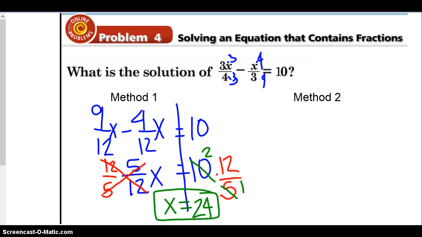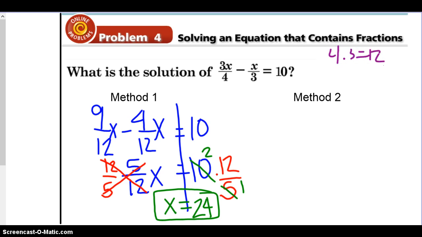I would rather do this. I'm going to go back in and erase this off and say, hey, can I get rid of all of those bottom numbers? And the answer is yes, you can. Watch this. Would you agree with me that 4 and 3 both go into 12? Because 4 times 3 equals 12.